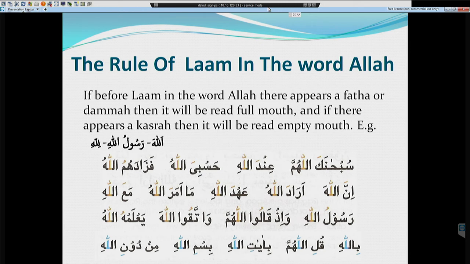Of course there's a fatha here, but then look at the letter before it that has a haraka on it. So this one has a kasra right here. Billahi. Qulillahumma. Bi-ayatillahi. Bismillahi. Min dunillahi. And over here as well, lillahi. So these all have kasras before it.